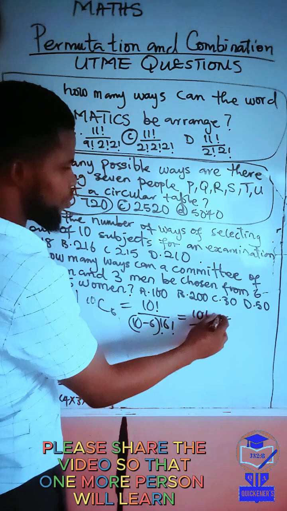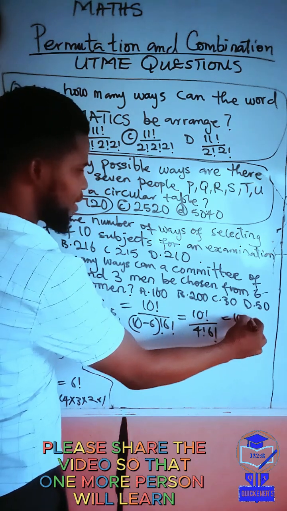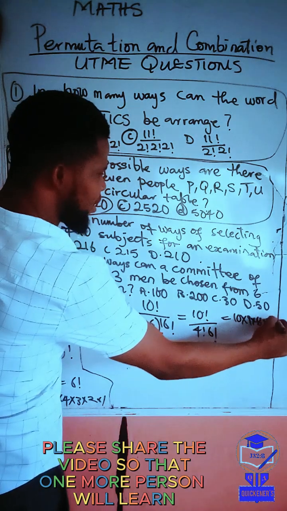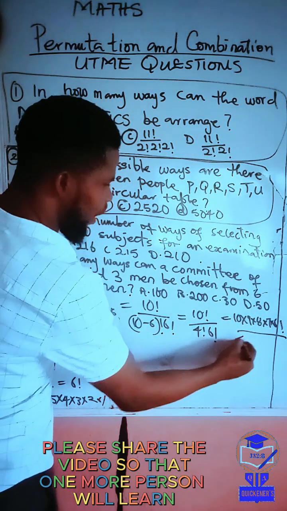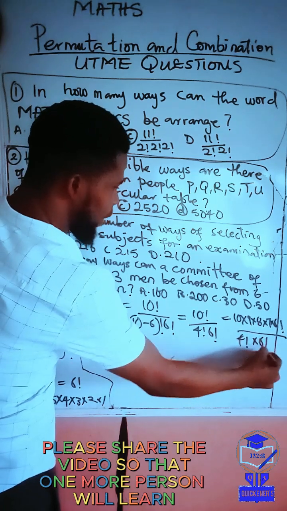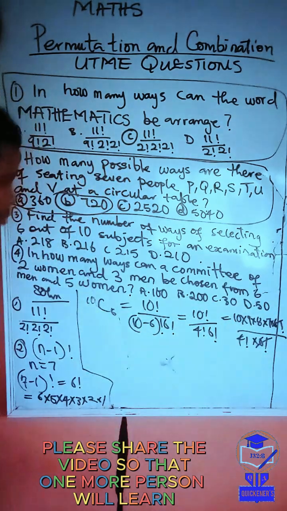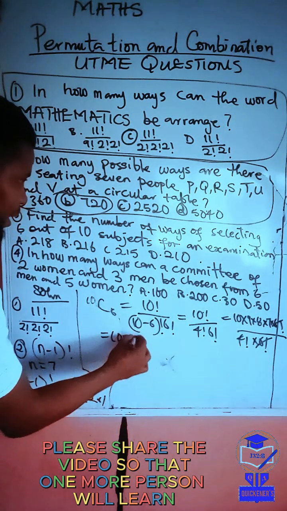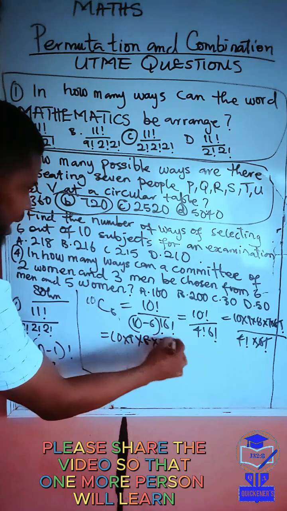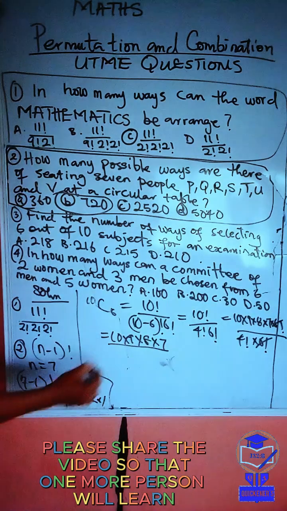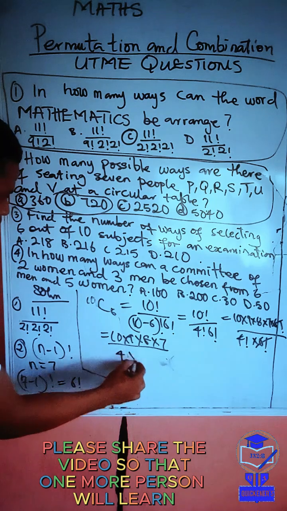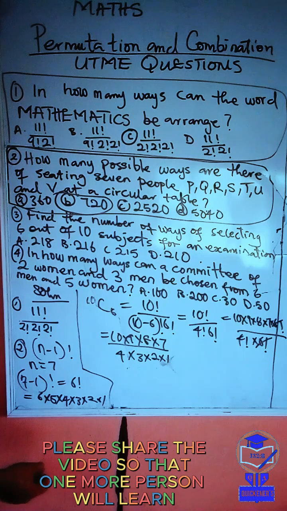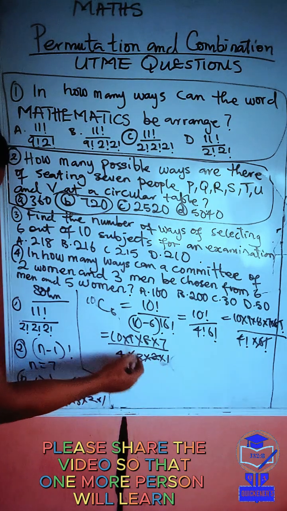So if you express this, what will it be? Break this one down: that's 10 times 9 times 8 times 7 times 6 factorial, over 4 factorial times 6 factorial. This 6 factorial will cancel the 6 factorial. So what do we have left? We have 10 times 9 times 8 times 7, that's where it stops. So we now have 4 times 3 times 2 times 1. So 3 times 2 is 6, right?